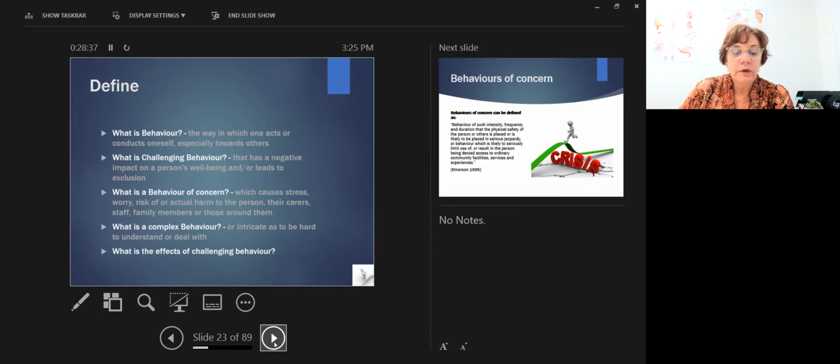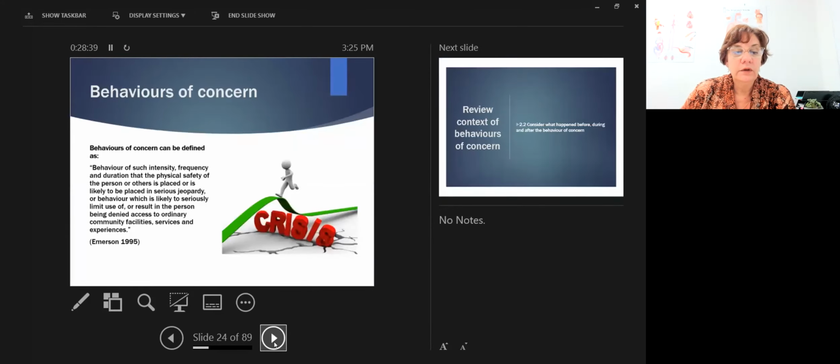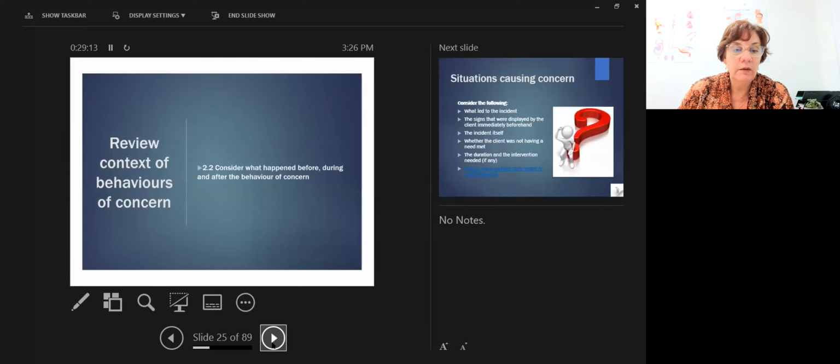So what are the effects of these behaviors? Behaviors of concern can often be intense, and can be frequent, and quite often will put somebody in harm's way, or cause serious jeopardy, or limit the use or result in the person being denied access to ordinary facilities or services. So people can be excluded because of their behaviors.